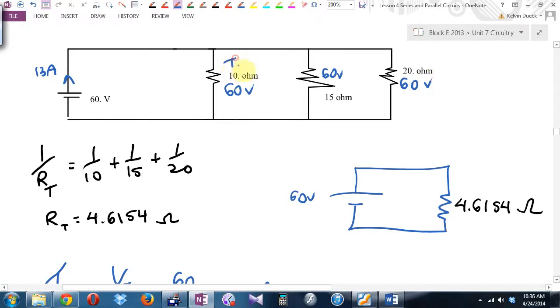What's the current going through here? Current is V over R, 60 divided by 10. That's 6 amps. What about here? What's the current going through the middle resistor? 60 divided by 15, 4 amps. And what's the current going through here? 60 divided by 20. Double check, does that add to 13 amps? Do we have 13 amps of skiers? Yeah. We've just proved that the parallel law works.